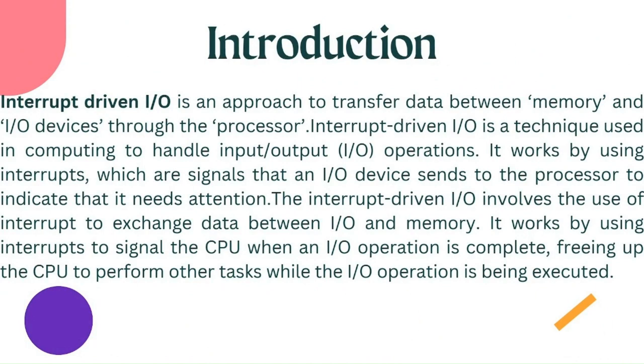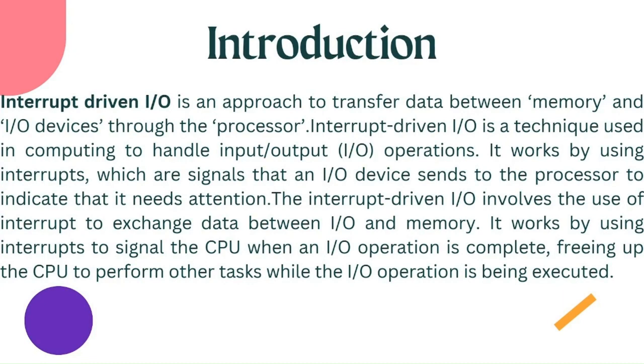Interrupt is an approach to transfer data between memory and input-output devices. Interrupt is basically a technique used in computer systems to improve the efficiency of the input-output operations. It is designed to handle input-output devices in a way that minimizes the amount of time that the CPU spends waiting for the input-output operations to complete, while avoiding the excessive use of CPU resources.